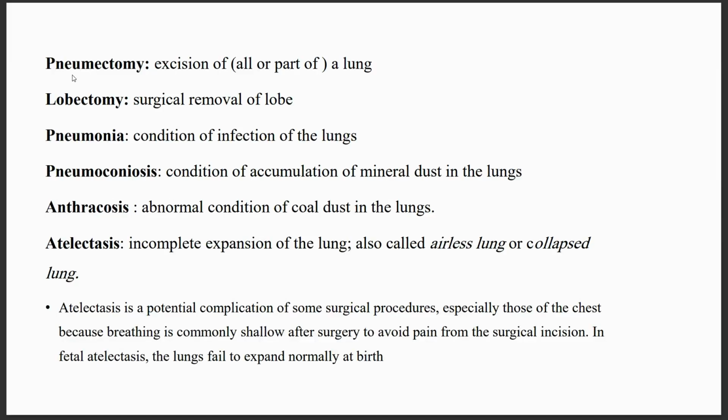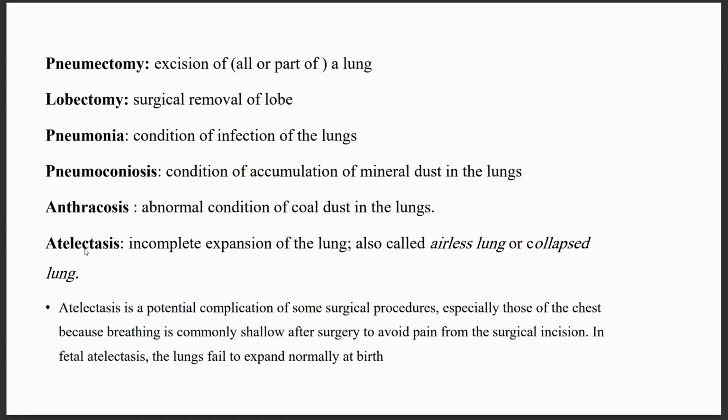And then you've got pneumonectomy: this is the excision of all or part of a lung. And this is a lobectomy: this is the surgical removal of a lobe. And then pneumonia: this is a condition of infection of the lungs. Pneumoconiosis: this is a condition of accumulation of mineral dust in the lungs. And then anthracosis: this is an abnormal condition of coal dust in the lungs.